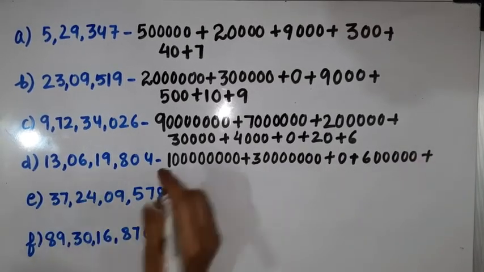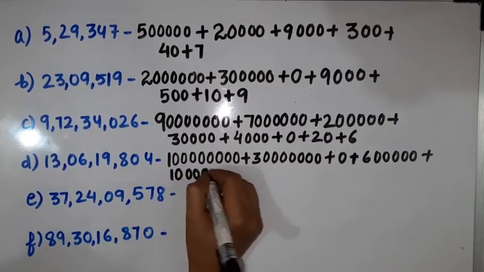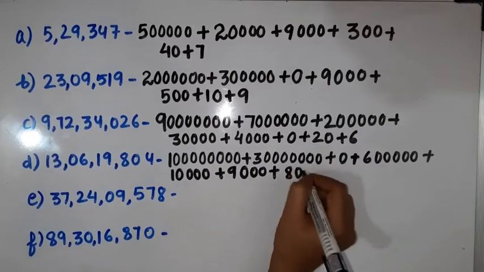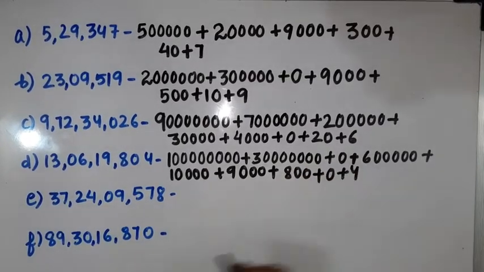Then after 6 we have 1. And after 1 we have 4 digits: 1, 2, 3, 4. After 9 we have 3 digits. After 8 we have 2 digits. Again we have 0, and finally 4.